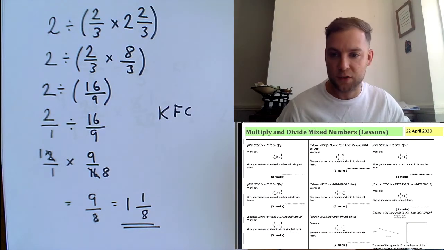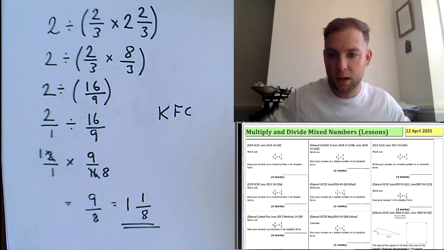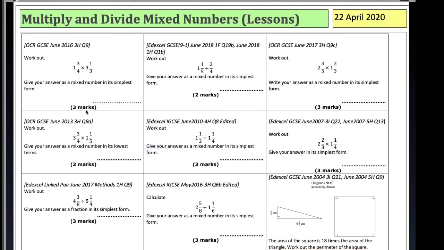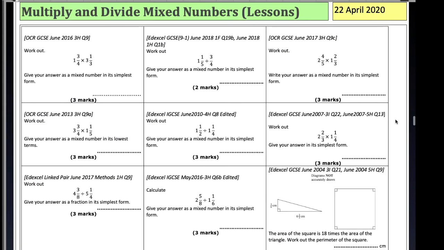So we've got some questions here for you to have a go at. I'm going to put these up. So pause now and have a little go at these. Notice that these are all GCSE past paper questions. So these are worth 3 marks. And you get some really tricky questions which are worth 3 marks. And these are really tricky.